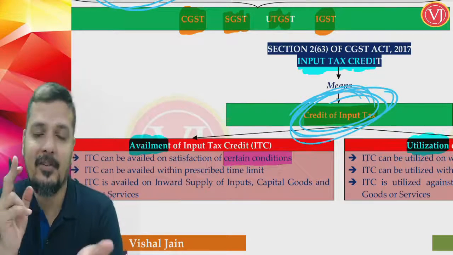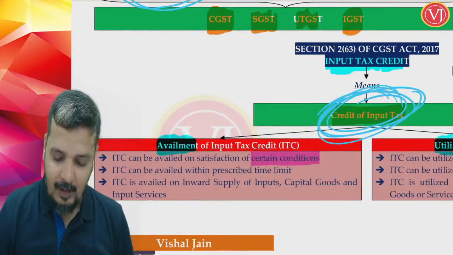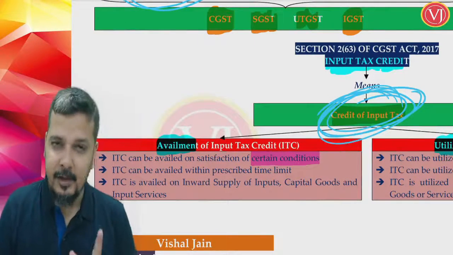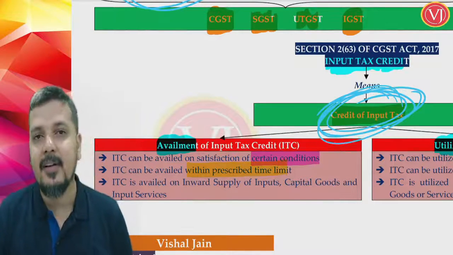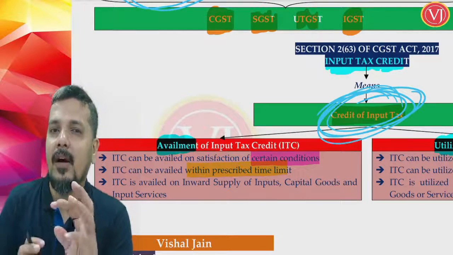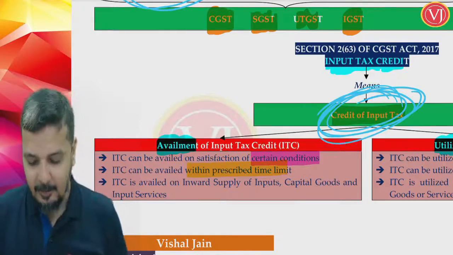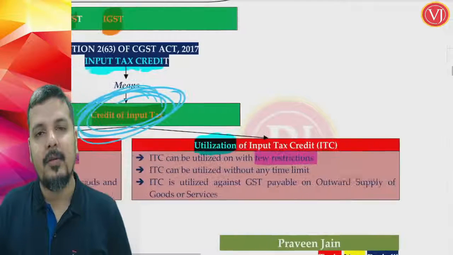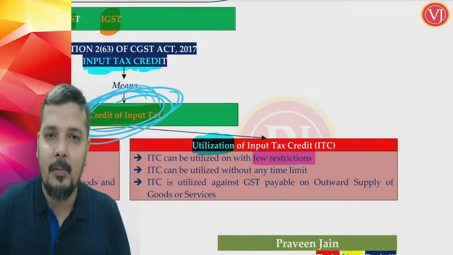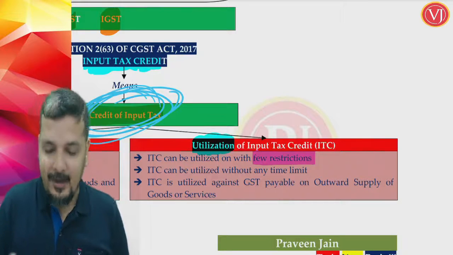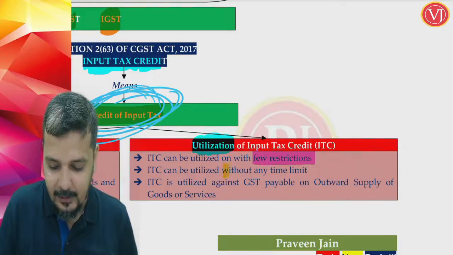When you are inside the exam hall, you cannot scribble on the question paper, etc. That is all restriction. Now, when you are talking about availment, you have to satisfy the condition, then you can take the credit, and you have to take the credit within a time limit. So, one of the conditions is you have to avail the credit within a particular time limit. Whereas, when you are talking about utilization of credit, once you take the credit, when you are using it for paying output tax, there are no conditions, there are restrictions, and you can use the credit without any time limit.